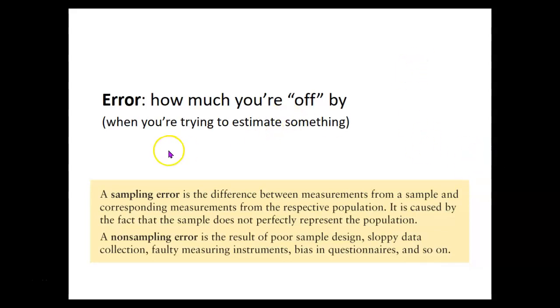And errors can be sampling error or other kinds of error, non-sampling error. Sampling error refers to just the difference between what you see in your sample and what you would see if you really could look at the whole population, caused by the fact that the sample does not perfectly represent the population. It's usually unavoidable to get some sampling error, but the techniques of statistics can tell you about how big you can expect that sampling error to be.